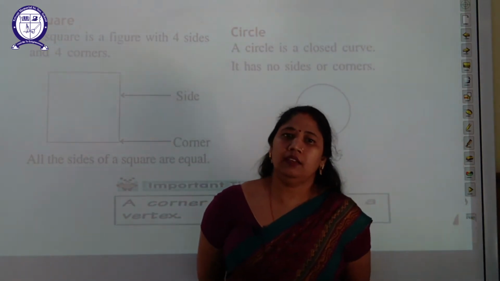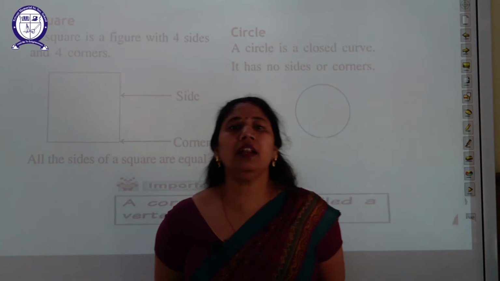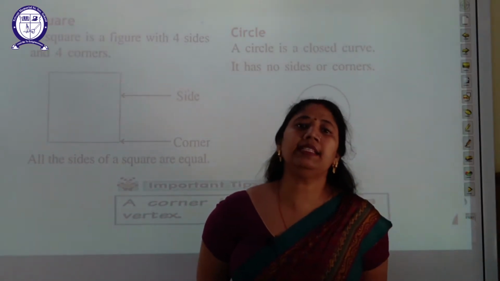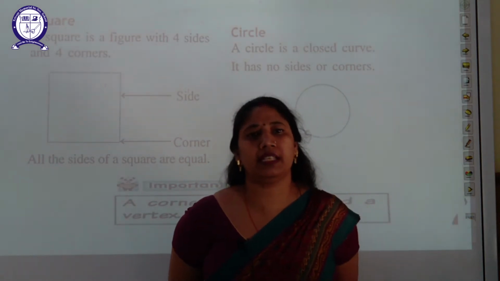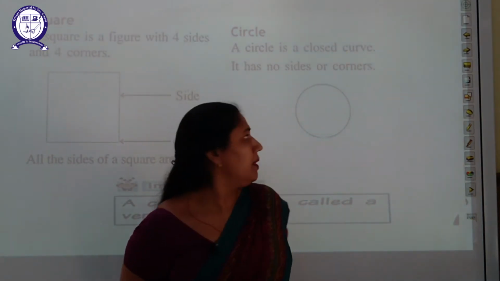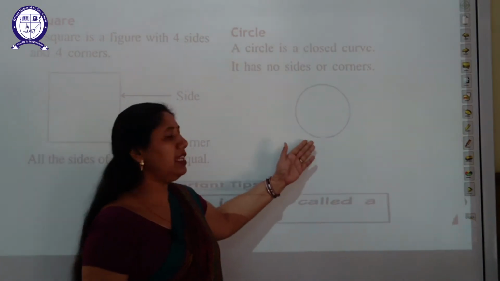So the square is a plane figure. It has 4 sides and 4 corners and all the sides of a square are equal. Come to the next. What is this?